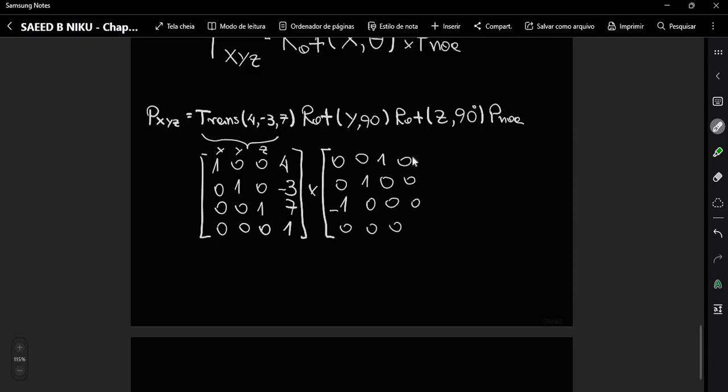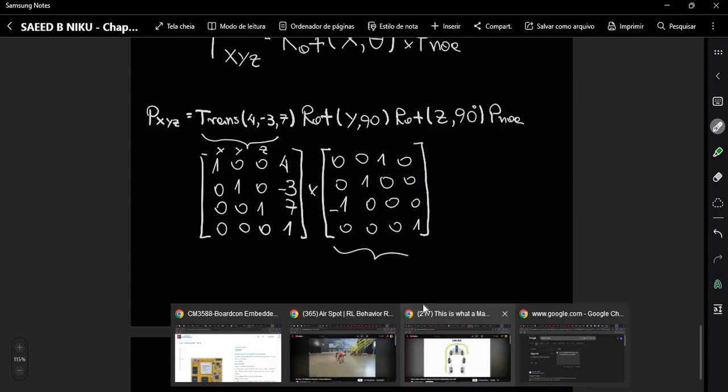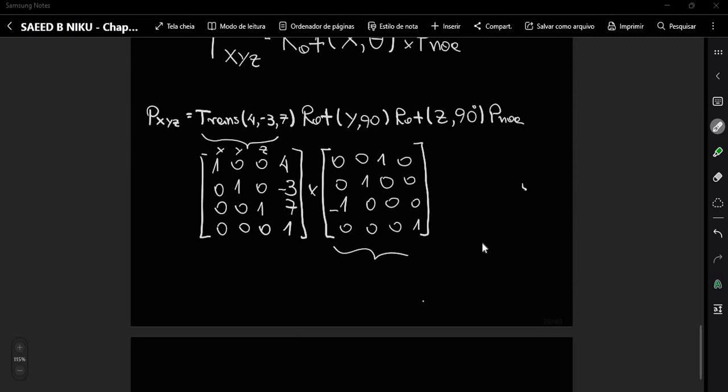And adding a fourth row to make sure that this matrix keeps this quadratic form.